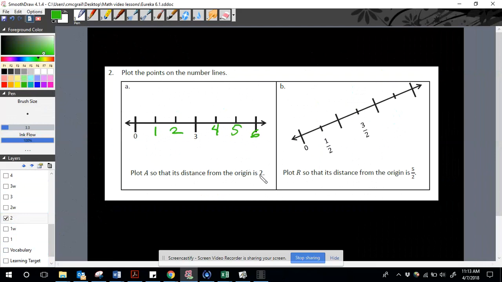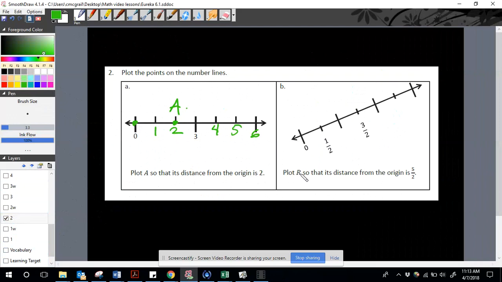So I'm going to find the origin, and I'm going to find 2 away from it. So the origin is here. So 2 away from it is going to be at point 2. And it says to plot that as A. So I'm just going to label it A. And that is problem 1.